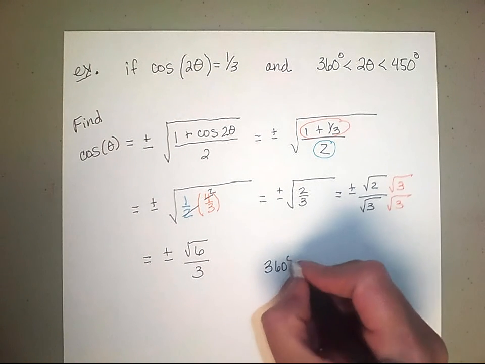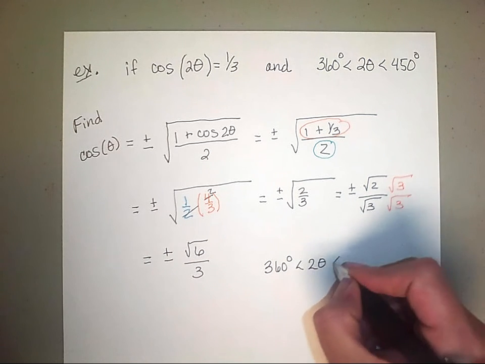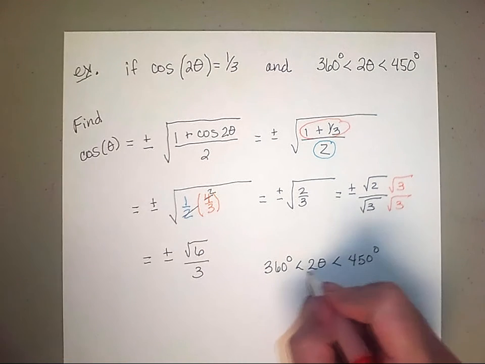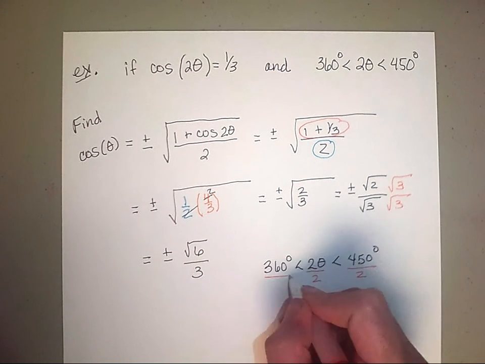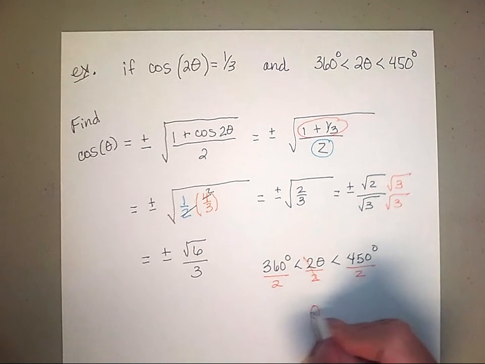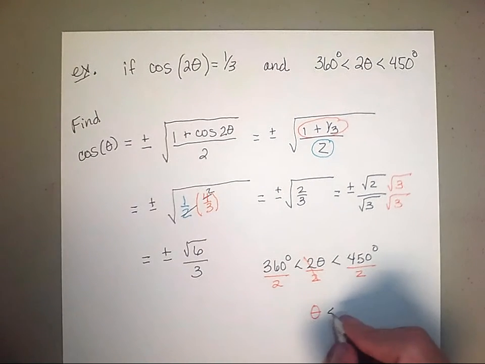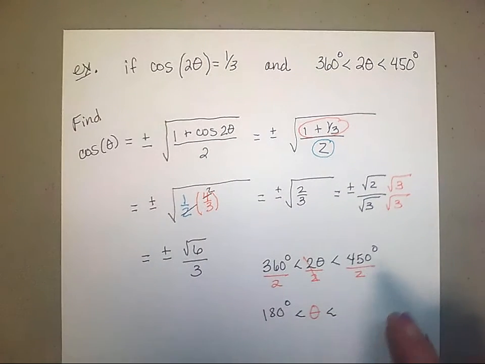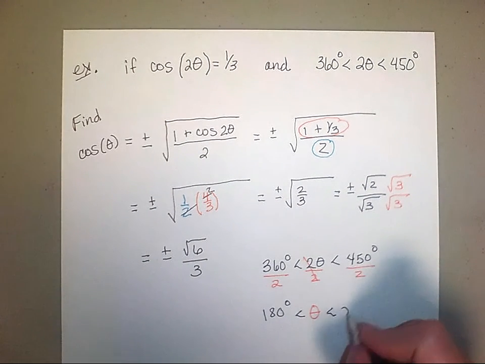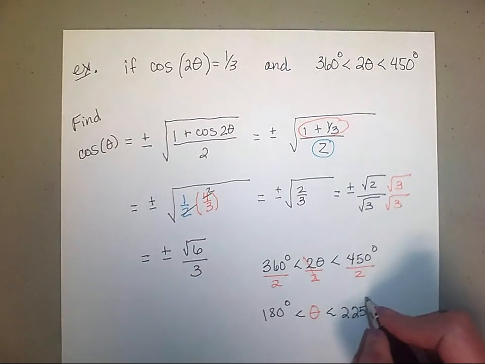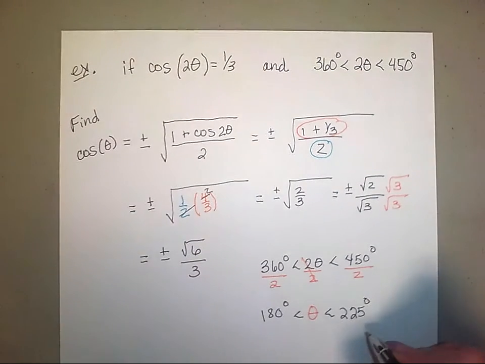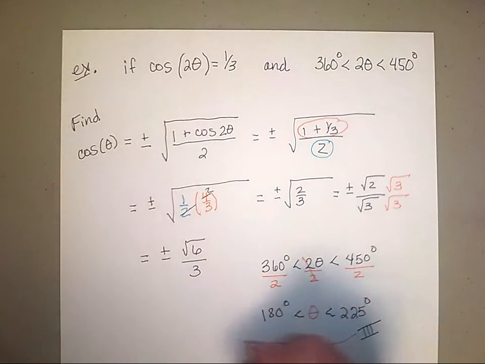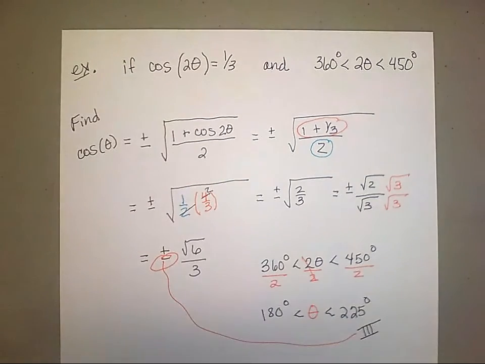Okay. So we come back up here to our 360 degrees. 2 theta has to be greater than that and less than 450 degrees. And now we can determine where just theta would lie by dividing everything by 2. So in the middle we would have theta less than or equal to, well, half of 360 is 180. And 2 goes into 4 2 times and into 50 25. So this places this in quadrant 3. Okay. And because we're in quadrant 3 then, we come up here and take the negative.